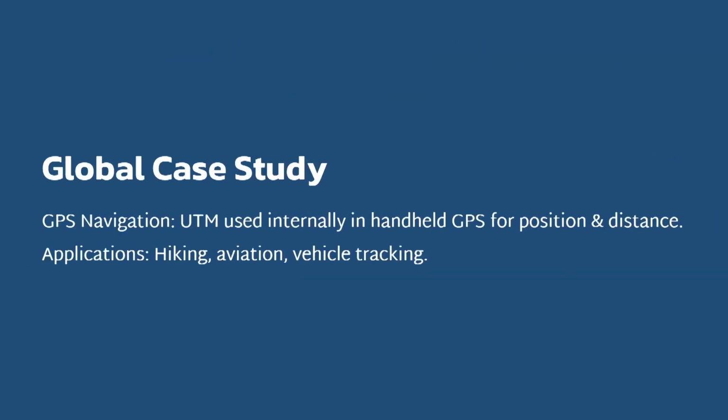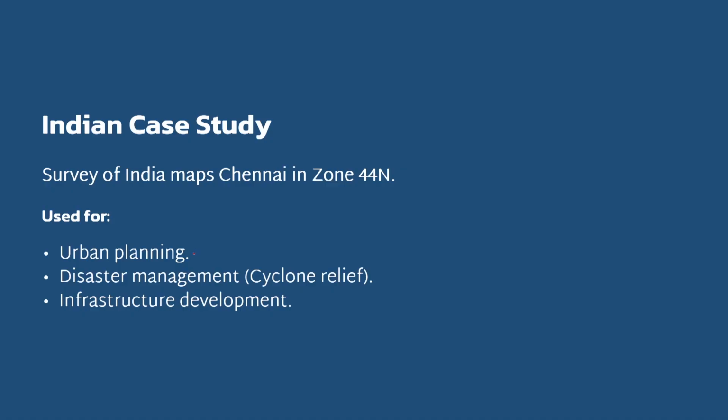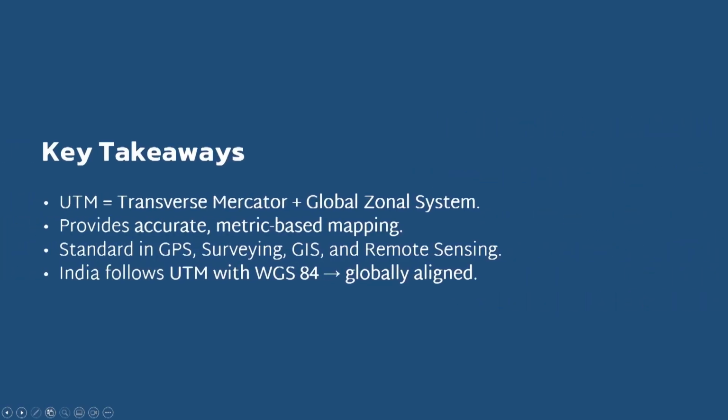And global case study: GPS navigation, UTM used internally for many navigation purposes, aviation, vehicle tracking, we are using it effectively. Indian case study: in urban planning, disaster management in terms of cyclone relief, infrastructure, everywhere we have started using it. So, these are the key takeaways.